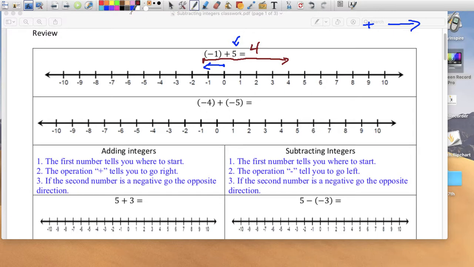The bottom one. Again, we're still adding, so let's go to -4. Then we're going to add, but in this case, the number is negative. We want to go this way, but the negative number says, no, I really don't want to, so we end up going the other way. -5 is 1, 2, 3, 4, 5. So where do we end up? -9. That's what addition looks like on a number line. If the second addend is positive, you go right where you're supposed to, but if it's not, you have to go left.